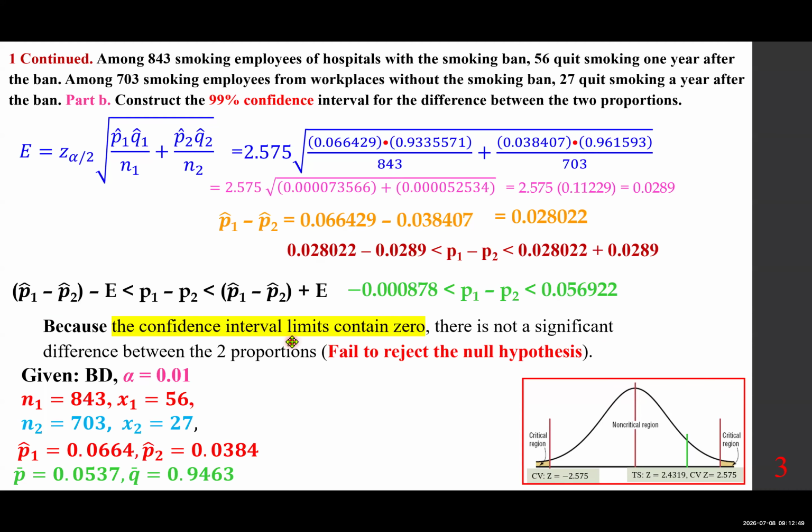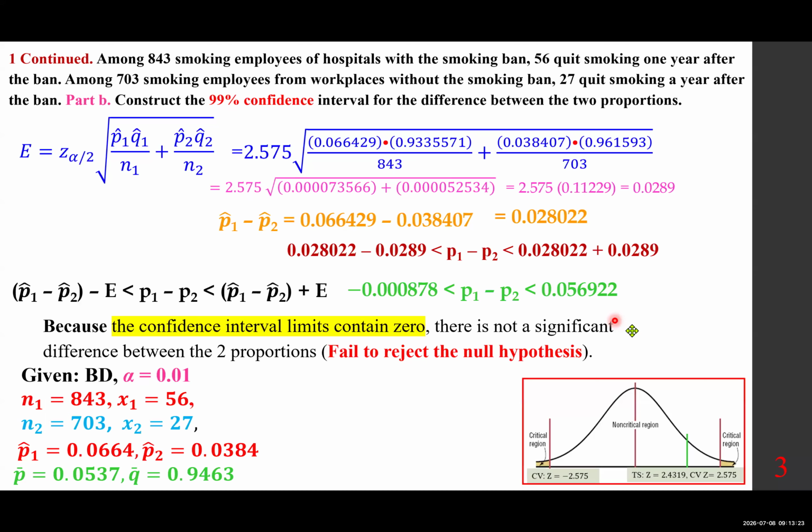Because the confidence interval limits, look at the limits, contain zero. Since it goes from negative to positive, it contains zero. There is not a significant difference between the two proportions. Fail to reject the null hypothesis. In other words, the confidence interval results in the same thing if we understand the interpretation. From negative to positive, as I said. If it's from negative to negative, that means P1 is less than P2. If it's from positive to positive, that means P1 is larger than P2.